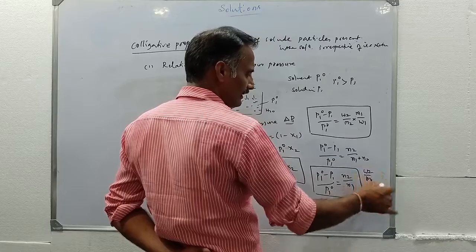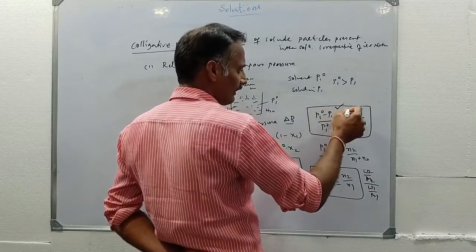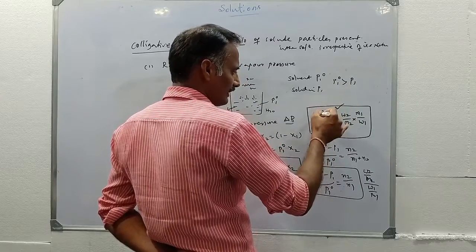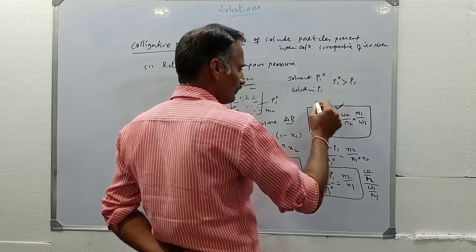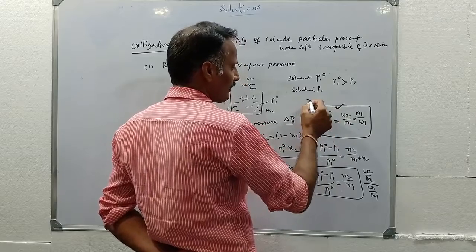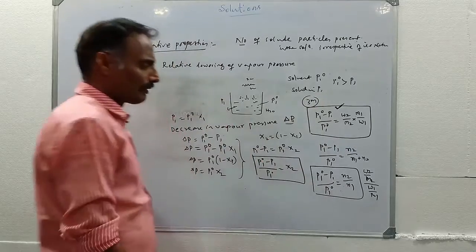And rearranging this, you will get this expression. This is the expression used for the calculations of relative lowering of vapor pressure. This is the most important formula, used for the calculations of numerical problems under solutions for 3 marks questions. Remember this formula. Sometimes they also ask for the derivation.